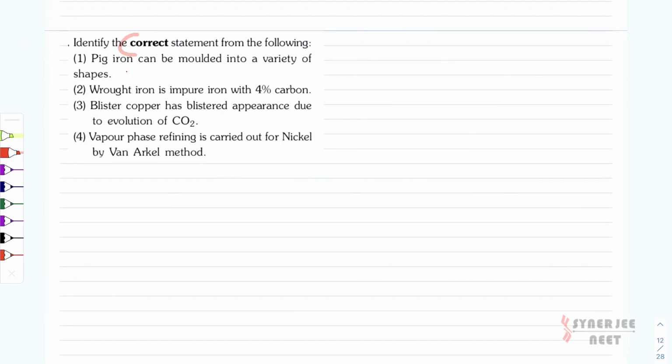Identify the correct statement of the following. Now here they are saying pig iron can be molded into a variety of shapes. Pig iron can be molded, yes. Pig iron can be molded into a variety of shapes. It is given in the metallurgy chapter. So many shapes can be created. So therefore the first one is the right statement.